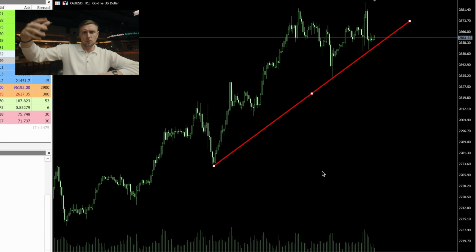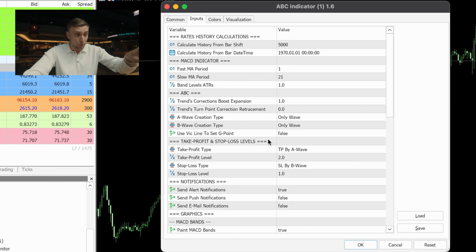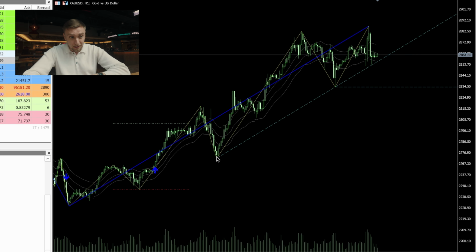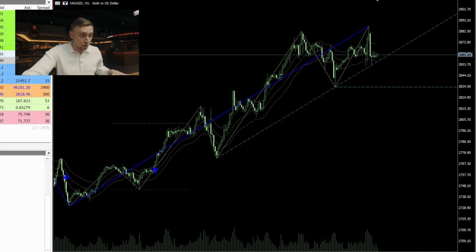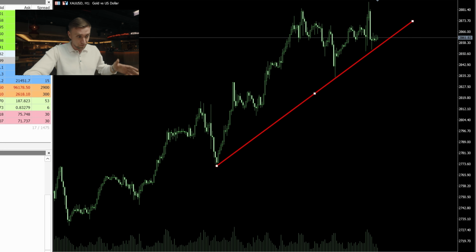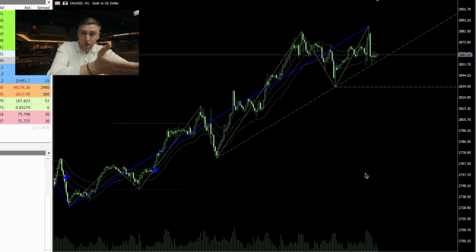I will put the ABC indicator. If you didn't receive this indicator, I kindly recommend you message me and I'll send it to you for free. You just need to open an account with our partner Forex broker company, and I will click OK. And look, this weak line is already here, and it's drawing fully automatically. Let's compare what I was drawing and the weak line. You already have it here.